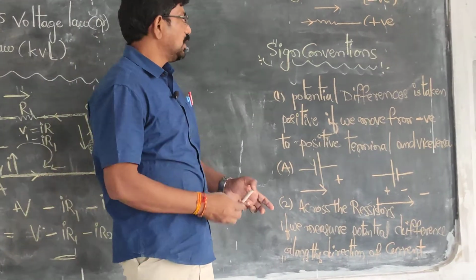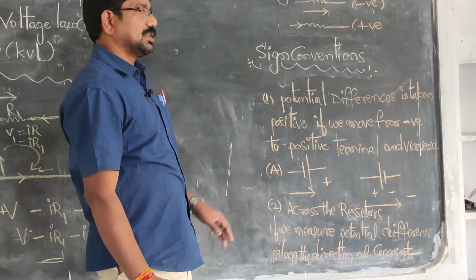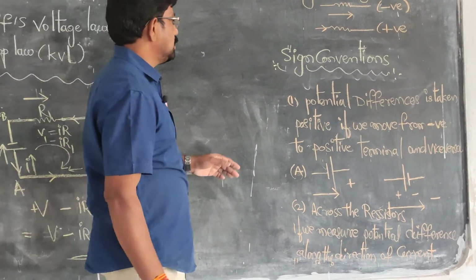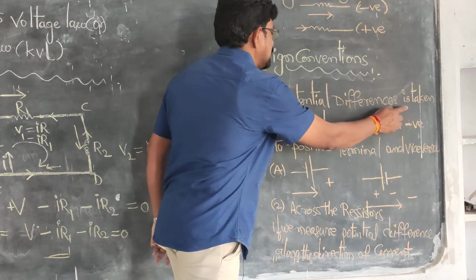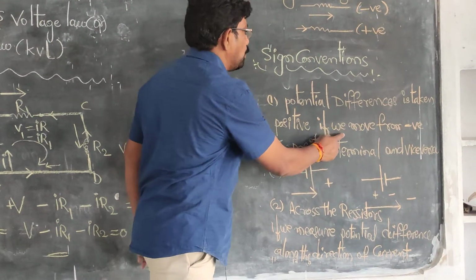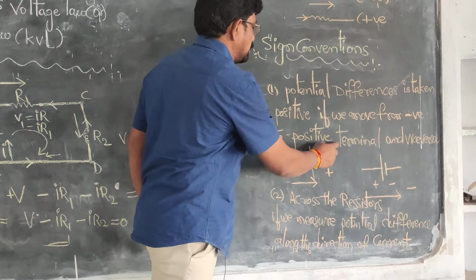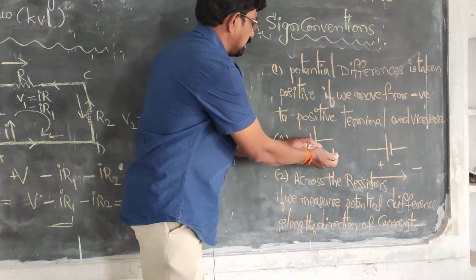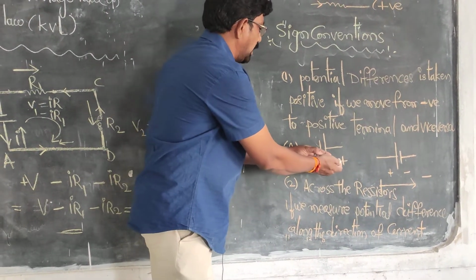Let us study the sign conventions while applying Kirchhoff's loop law. See this one. Potential difference is taken positive if we move from negative to positive terminal. Observe this one. I am moving along this direction, so low potential and high potential.